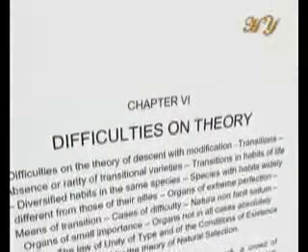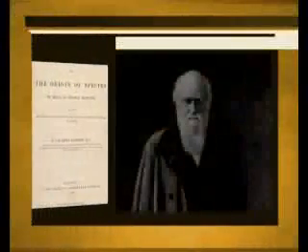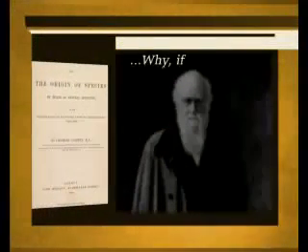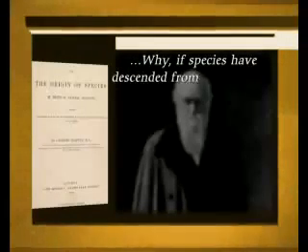Darwin was also aware of the complete lack of the intermediate form fossils he had proposed. In fact, he even predicted that this would represent a major stumbling block for his theory. He therefore wrote the following in the chapter titled Difficulties on Theory in the Origin of Species.